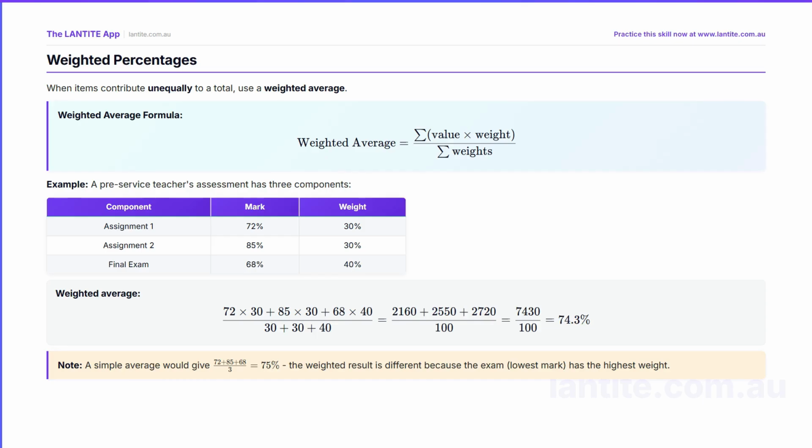Weighted percentages come up when different components contribute unequally to a total. The formula is the sum of each value times its weight, divided by the sum of all weights. In this example, a pre-service teacher has 3 assessments worth 30, 30, and 40% respectively. The marks are 72, 85, and 68. We calculate 72 times 30, plus 85 times 30, plus 68 times 40, all divided by 100. This gives 74.3%. Notice this is different from the simple average of 75%, because the exam, which had the lowest mark, carried the highest weight of 40%.